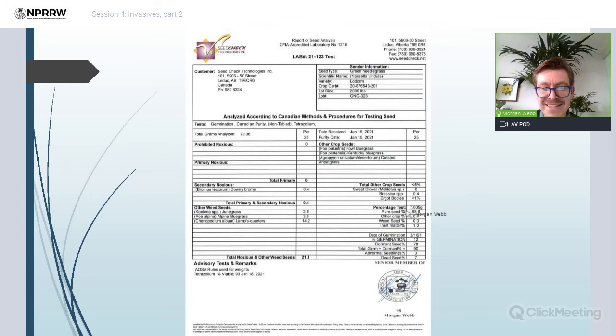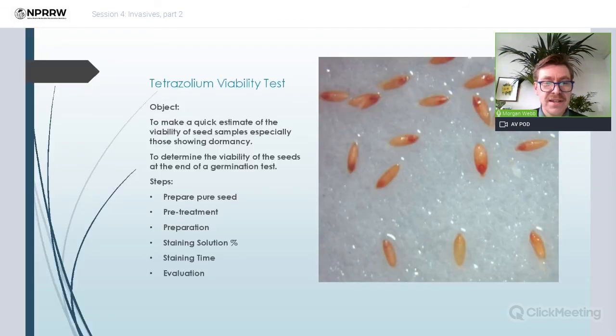So you can see we analyzed 7 grams for that, 70 grams for that, and then the germination would be based on 200 seeds, and we may have germination plus dormant seed equals germ plus dormant. That's important in a lot of things with high dormancy. And how we determine the dormancy is through the tetrazolium viability test.